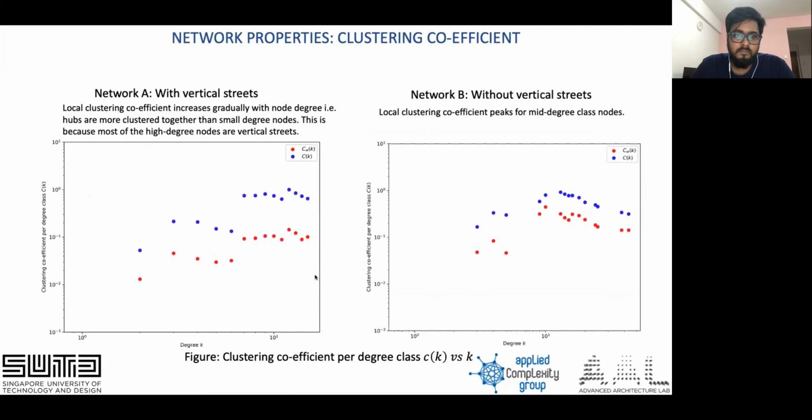The graphs here show the local clustering coefficient for each degree class. In network A, the clustering coefficient increases gradually with the node degree, meaning that the hubs are highly clustered together. But in this case, the vertical streets make up most of the high degree nodes. In network B, the clustering coefficient peaks at the mid degree class nodes, but the clustering coefficient of a low degree node can be very close to that of a high degree node. This shows that the inclusion or removal of vertical streets as nodes has a significant impact on the network characterization.